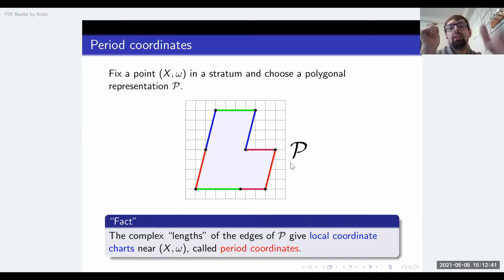And so the theorem here, stated as a fact in quotes, is that by basically just wiggling the sides of your polygon just a little bit, you can describe a whole neighborhood of the strata. So they give a nice coordinate system of the space of differentials. Maybe this is a good time to see if there are any questions.